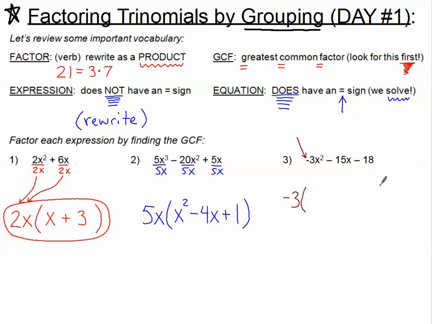So I'm going to introduce my set of parentheses, and I'm going to be dividing each one of these terms by negative 3. Now watch out when you're dividing by a negative, because of course your signs will change. Negative 3x squared divided by negative 3 will be positive x squared. Negative 15x divided by negative 3 becomes positive 5x. And negative 18 divided by negative 3 becomes positive 6. Let's not circle this one either. We're going to come back to this problem.